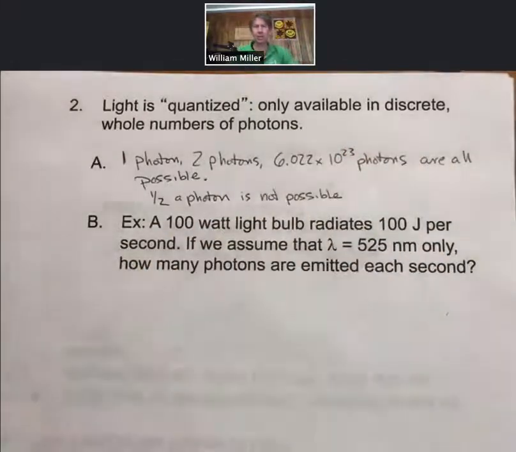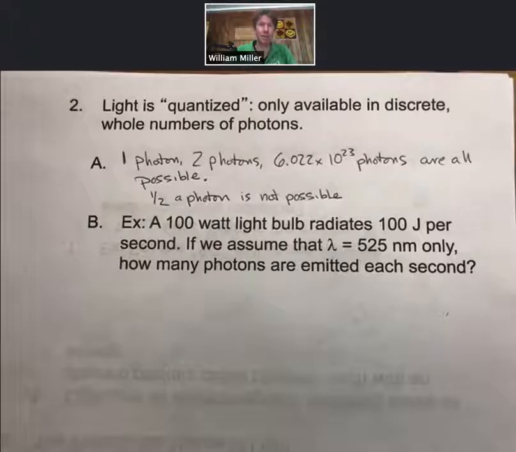And so quantized basically means you can count them. You can quantify them using whole numbers. Now, things that are quantized in our regular life, the typical example is stairs. You can have 1 stair or 2 stairs, or 1 step or 2 steps. But what is half a step when you're going up a set of stairs anyway?